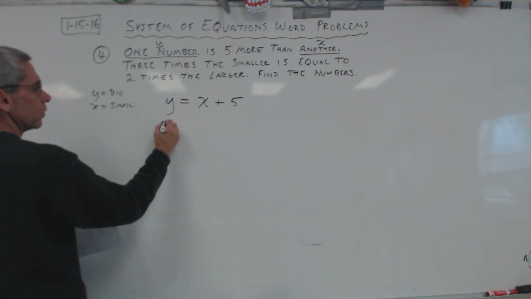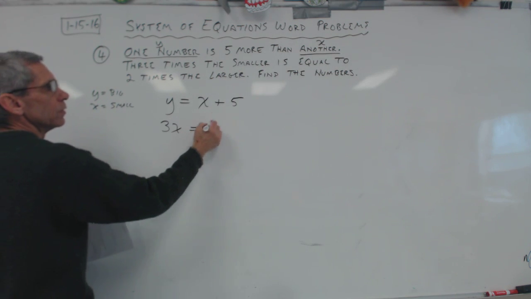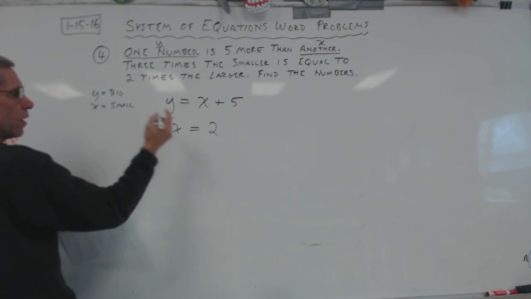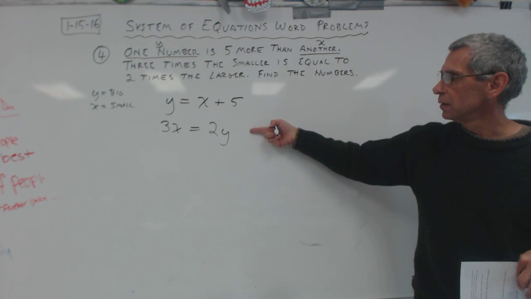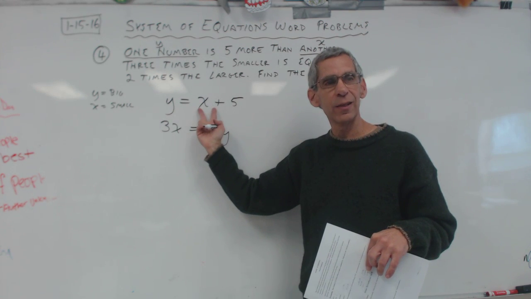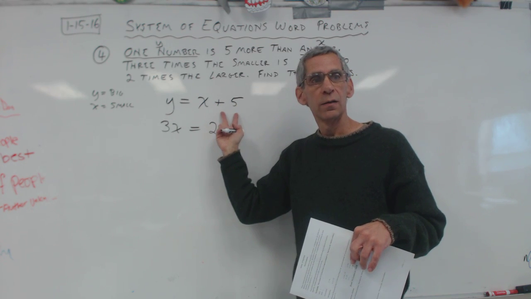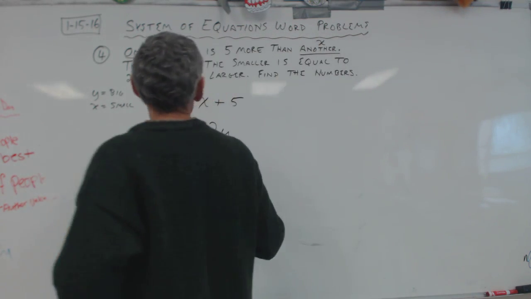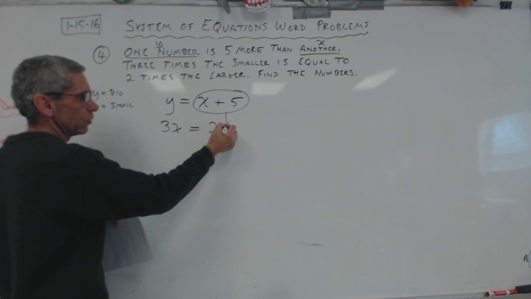This is going to be my second equation. 3x, 3 times the smaller, is equal to 2 times the larger. 2 times the larger is what? 2y. Does everybody agree with that equation? You have a question why y is bigger than x? y is the same thing as an x, except that you have to add 5 more to the x to get to y. Now, I circle my x plus 5, and that's the same as y, so I'm going to put an arrow to the y.